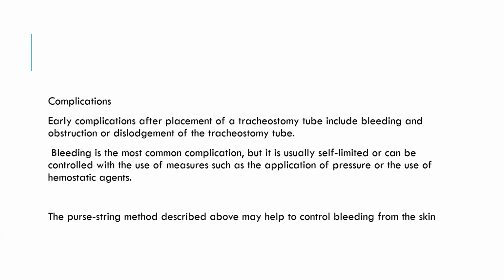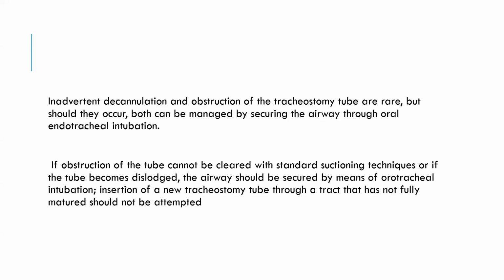Regarding complications, early complications after placement of a tracheostomy tube include bleeding, obstruction, and dislodgement of the tracheostomy tube. Bleeding is the most common complication, but it is usually self-limited or can be controlled with the use of measures such as application of pressure or the use of a hemostatic agent. The purse string method described above may help to control bleeding from the skin.